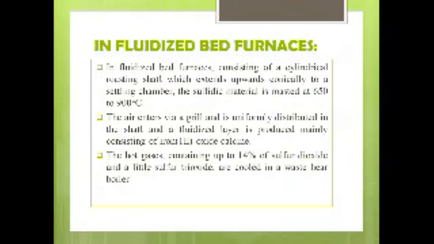So, how is the reaction carried out in fluidized bed furnaces? In fluidized bed furnaces, consisting of a cylindrical roasting shaft which extends upwards conically to a settling chamber, the sulfiding material is roasted at a temperature of 650 to 900 degrees Celsius. The air enters via a grill and is uniformly distributed in the shaft, and a fluidized layer is produced, mainly consisting of iron trioxide, which is called calcine. The hot gases, containing up to 14% of sulfur dioxide and a little sulfur trioxide, are cooled in a waste heat boiler.